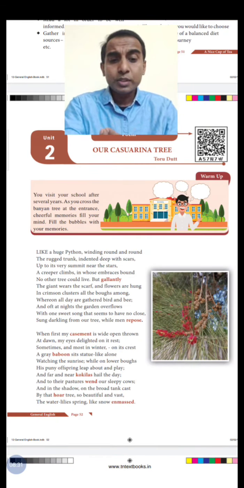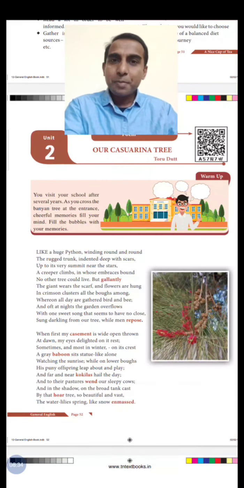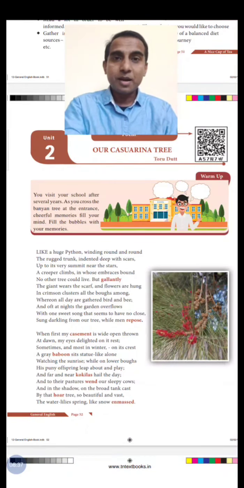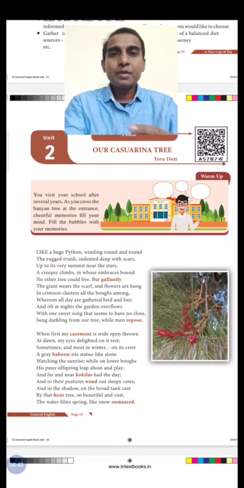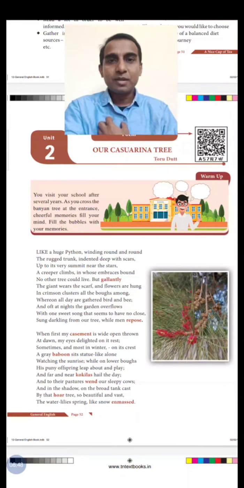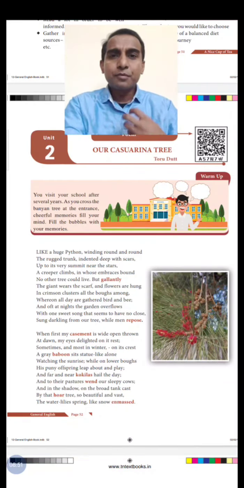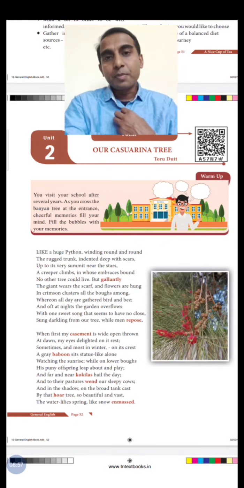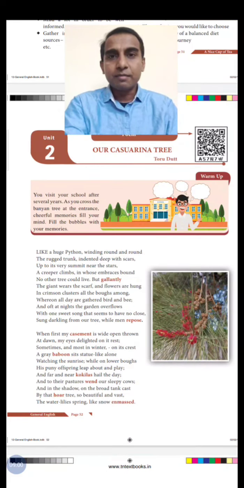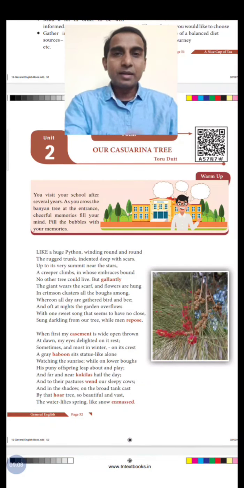A creeper climbs in whose embrace is bound. But here it is not painful for the tree, because the tree loves to embrace the creeper. When you get a scar mark out of love, it is not painful. We are always ready to forgive the evil things done by our loved ones or people whom we like very much. But the same small error from a person whom we don't like looks like a very big mistake. That's human nature. Likewise, here she tells, as if the tree itself loved to have that scar mark given by the creeper.